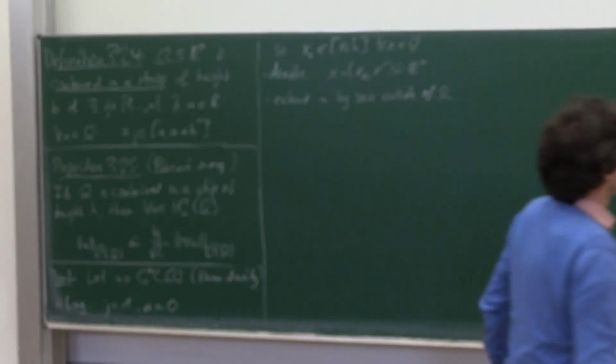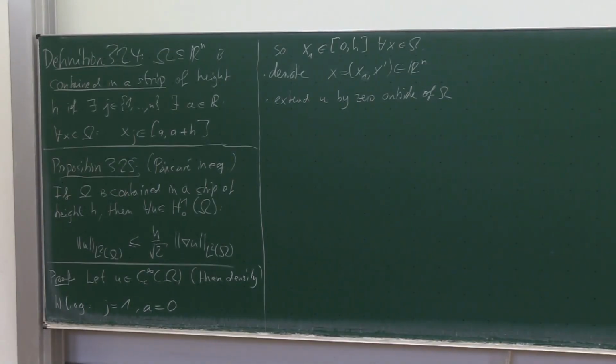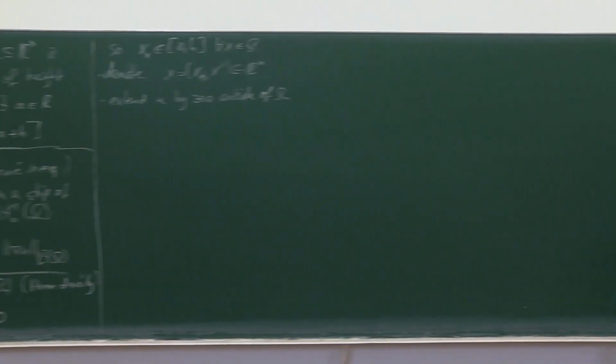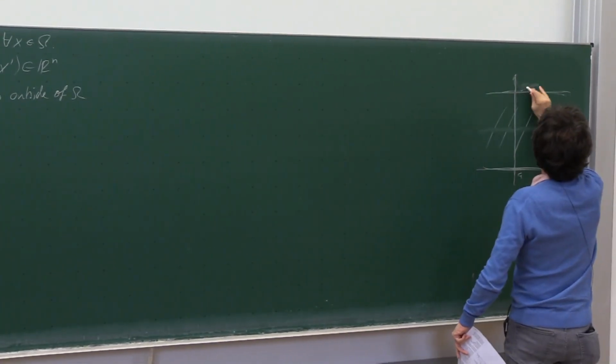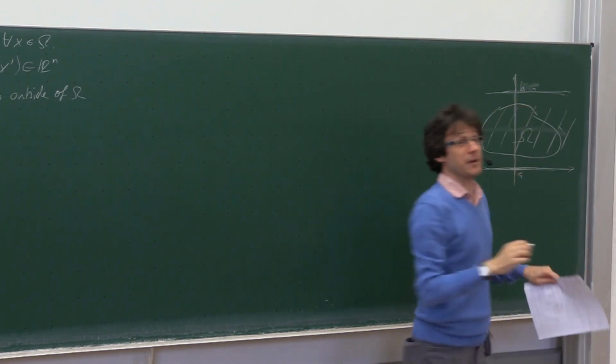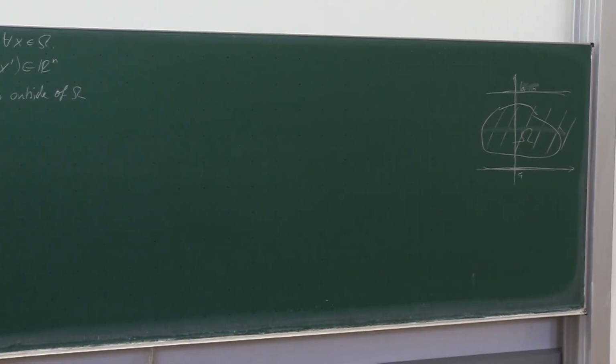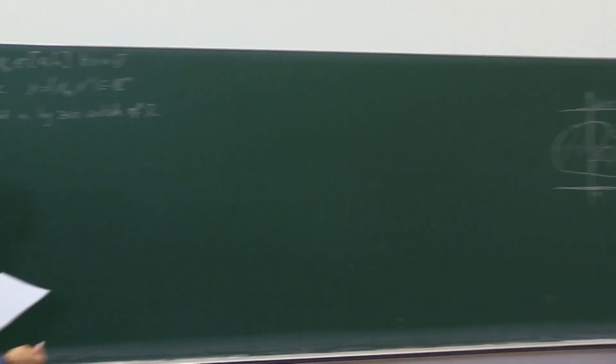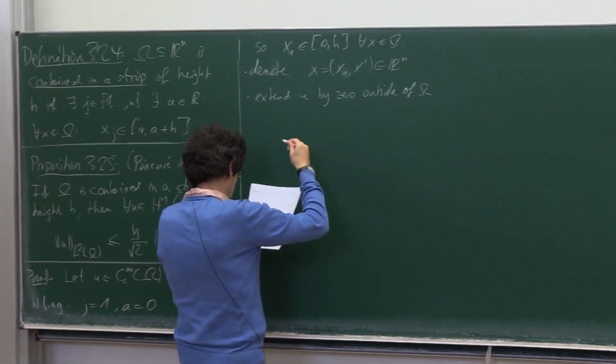Because what I will write down are integrals that are over the whole strip. Here is one axis, there is the other, here's the strip. So this is h, and the omega is somewhere inside, might be unbounded. I will do integrals going over the whole strip, and outside of omega formally u is not defined. That's why please think of u being 0 outside.